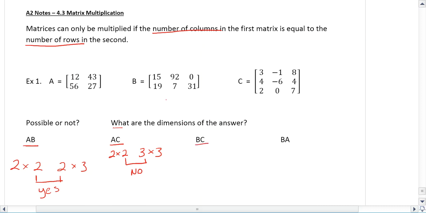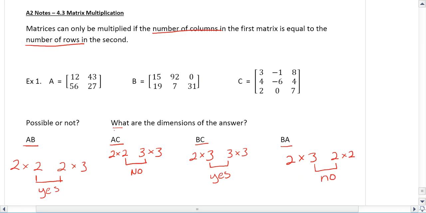Okay, is BC possible? This is a 2 by 3. Can we multiply that by a 3 by 3? These two middle numbers are the same. Yes, we can. Can we multiply B times A? B is a 2 by 3. A is a 2 by 2. Since these two numbers are not the same, no, they cannot be multiplied.